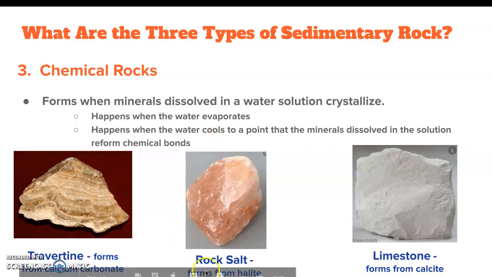And so the easiest way to think about this is salt, right? Like we used our example of putting table salt, sodium chloride, into water, dissolving it, letting the water evaporate. Eventually that table salt is going to reappear. The same thing happens with rock salt.